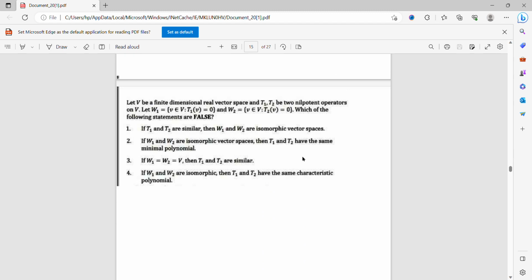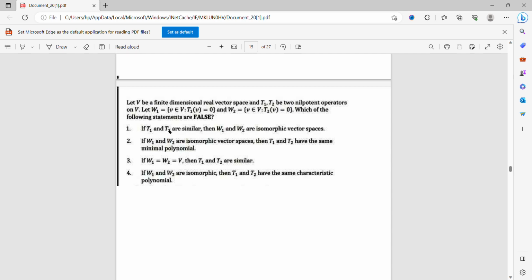So again, in the third option, it is given that if W1 and W2 is equal to V, then T1 and T2 are similar, which is obvious, because W1 and W2 equal to V means T1 and T2 are zero operators. I mean T1 and T2 are zero, so they are definitely similar. And if W1 and W2 are isomorphic, then T1 and T2 have the same characteristic polynomial, which is also true. Even if W1 and W2 are not isomorphic, T1 and T2 still have the same characteristic polynomial, because the dimension of V is n and T1 and T2 are nilpotent operators, so definitely the characteristic polynomial is x to the power n. Even if W1 and W2 are not isomorphic, this is a true statement.